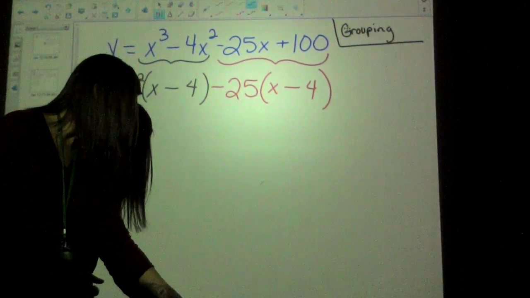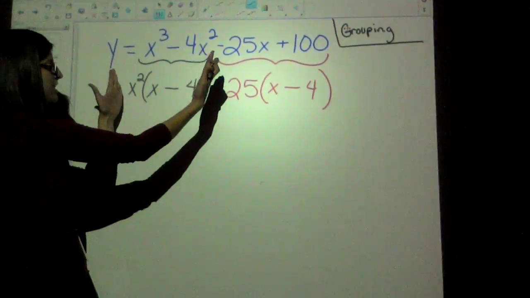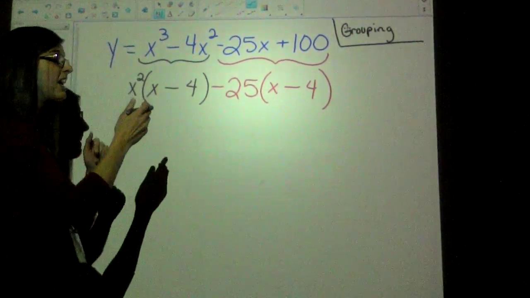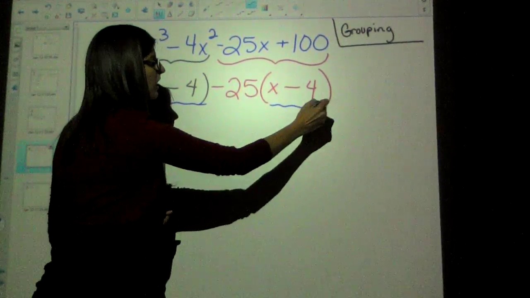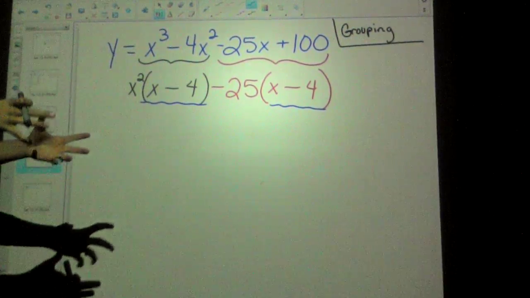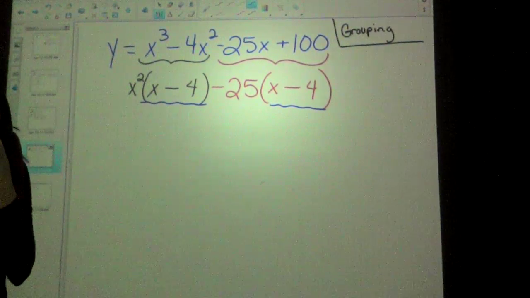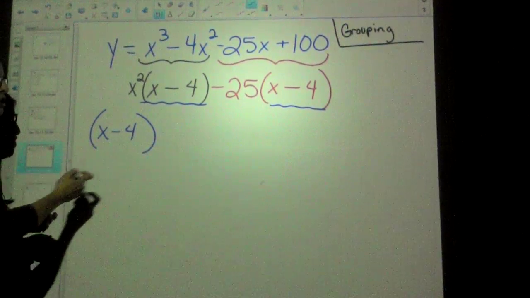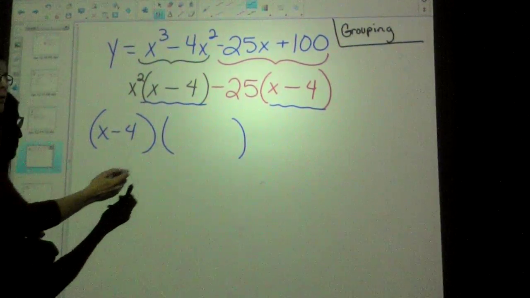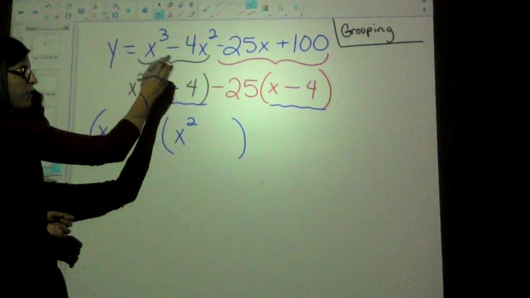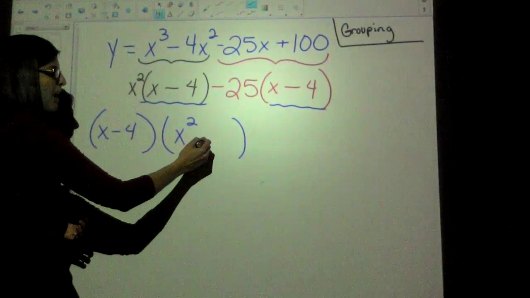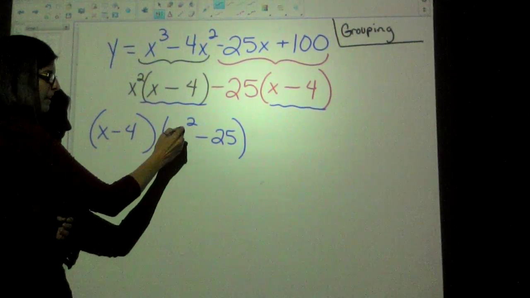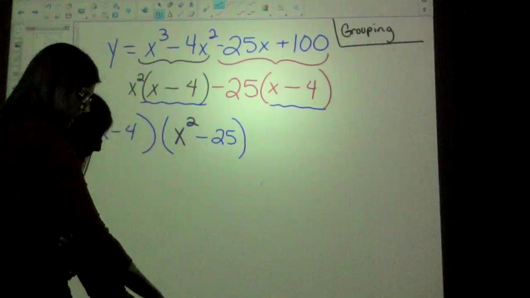Terms are things that are added or subtracted together. So I have this term, the black one, and I have this term, the red one. And they each have an x minus 4. So what you're going to do is take that x minus 4 out in front of the entire group and let them share it. And you'll be left with x squared from the first term and minus 25 from the second term. And I should have written that in black and in red.